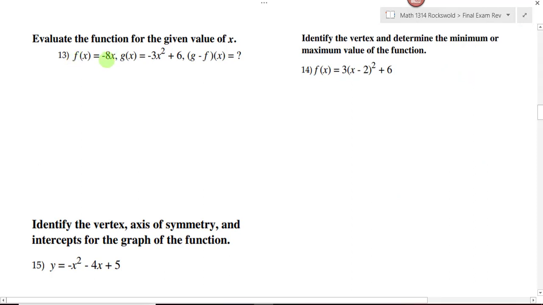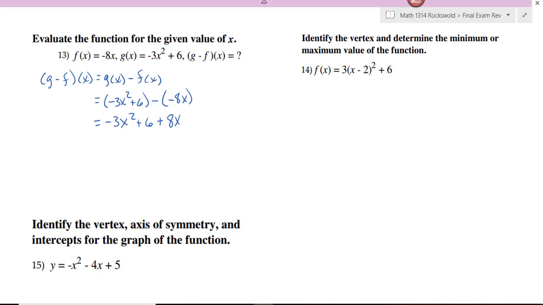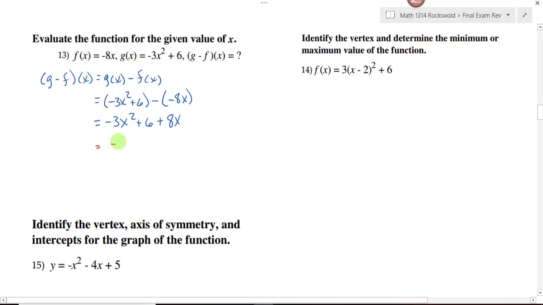On 13, I ask you to evaluate the function for the given value of x. So we're told f of x is -8x, g of x is -3x squared plus 6. I want you to find g minus f of x. Well, g minus f of x is equal to g of x minus f of x. So g of x, we were told, is -3x squared plus 6. And then we subtract f of x, and f of x is -8x. You just replace the name of the functions with what those functions do. So that's going to give us -3x squared plus 6, and then subtracting a negative is the same as adding. So we would say that this is equal to -3x squared plus 8x plus 6.